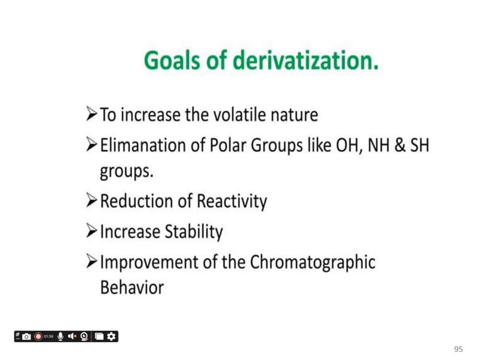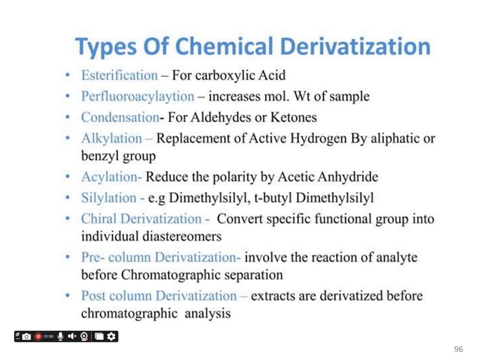So what are the goals of derivatization? After the conversion, it increases the volatile nature. Then there is elimination of polar groups like hydroxyl group and amide group. It increases the reactivity, increases the stability, and improves the chromatographic behavior. Then what are the different types of chemical derivatization?